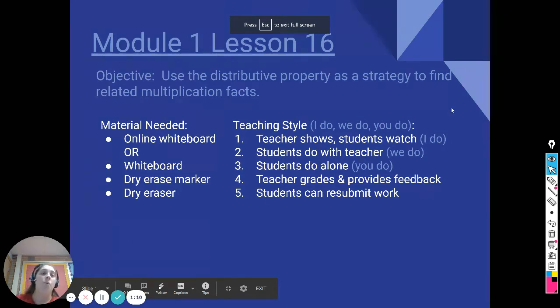Today we're doing Module 1, Lesson 16. Your objective is to use the distributive property as a strategy to find related multiplication facts. The materials needed for today's lesson are your online whiteboard, or your whiteboard, dry erase marker and dry eraser from home. We're going to continue to follow the teaching style of I do, we do, and then you do.